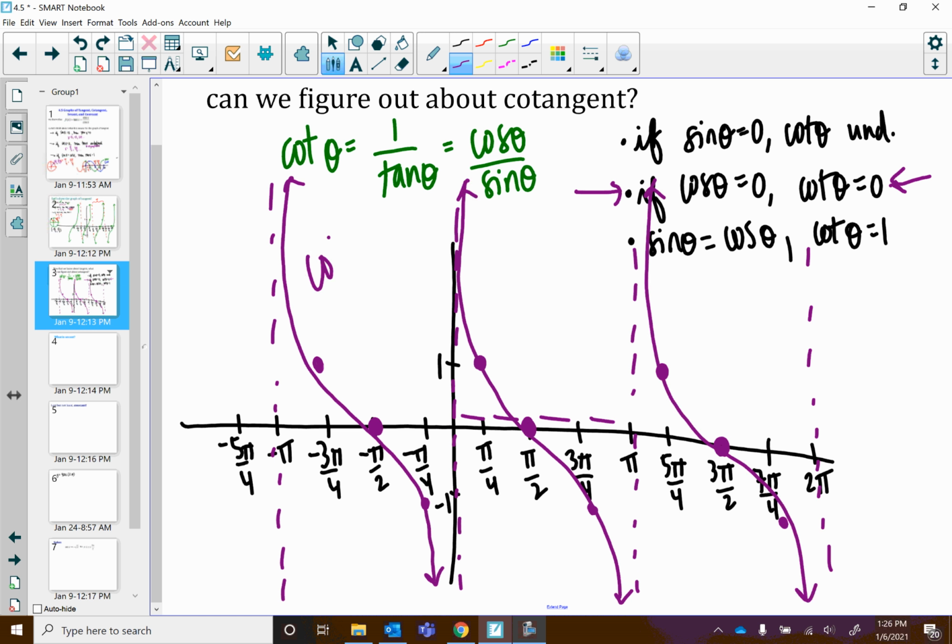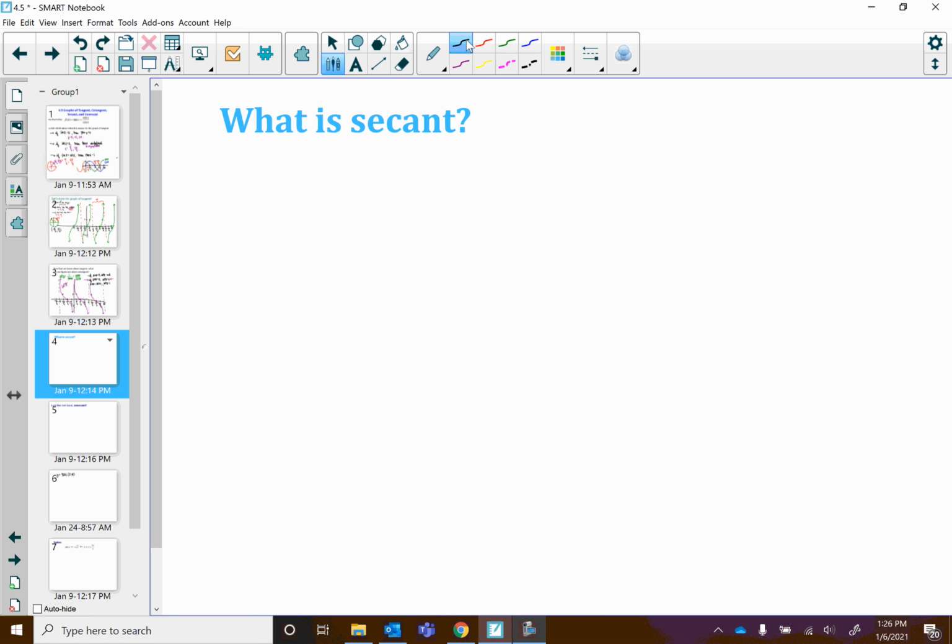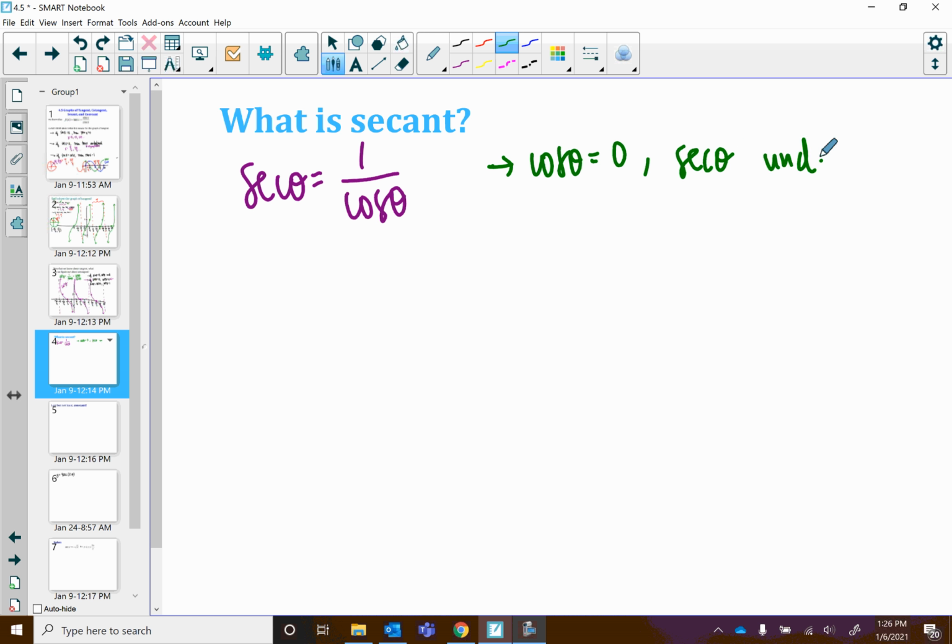And this, my friends, is the graph of cotangent. Absolutely beautiful as well. Let's talk secant. So secant, if you remember, is the reciprocal of cosine, 1 over cosine. So things we can notice: if cosine is equal to 0, then secant will be undefined. And if cosine is equal to 1, then secant will be equal to 1.